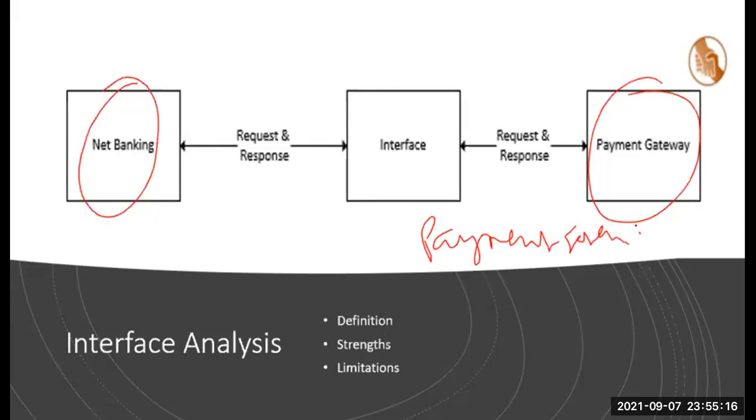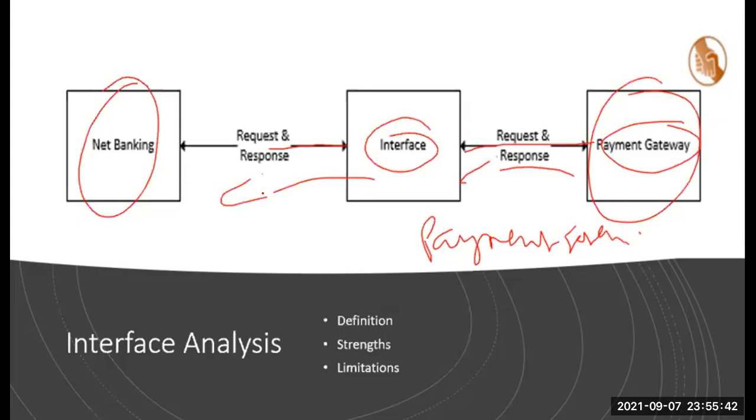Once the payment is initiated in net banking, it reaches the interface. Think of the interface more like a program, which lies in between two different systems. You generate a request, the request goes through the program, and the program sends the request to the payment gateway, and the payment gateway has to acknowledge you back. So it's a two-way interface. So you say, I've done the interface analysis, and it is a two-way interface.